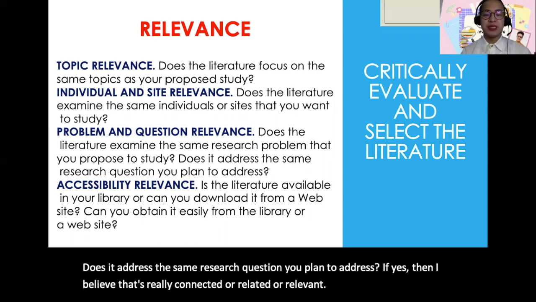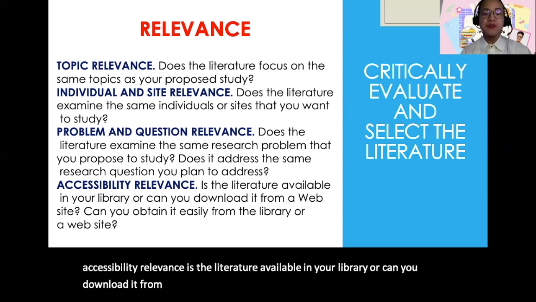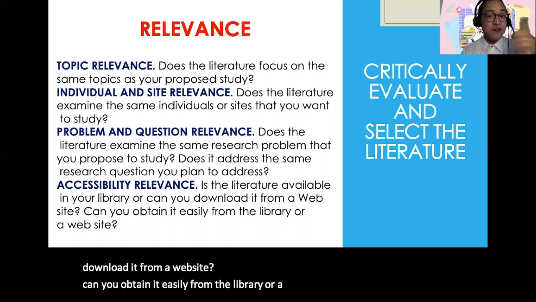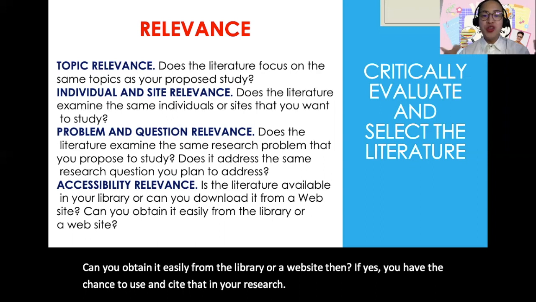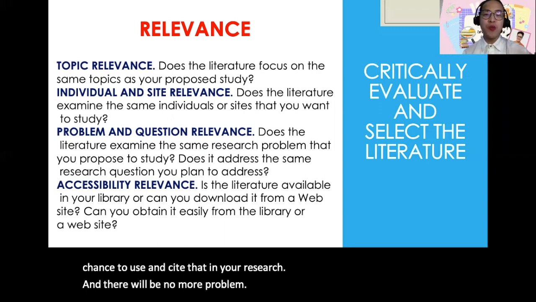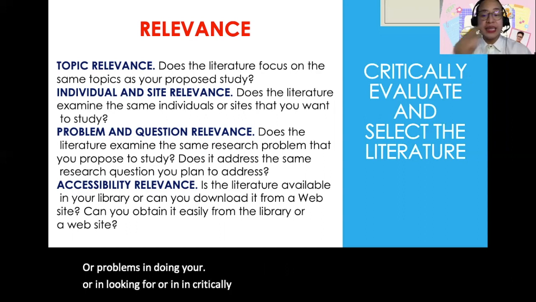Accessibility relevance. Is the literature available in your library, or can you download it from a website? Can you obtain it easily from the library or a website? Then if yes, you have the chance to use and cite that in your research. And there will be no more problems in looking for, or in critically evaluating and selecting the literature and studies you need.